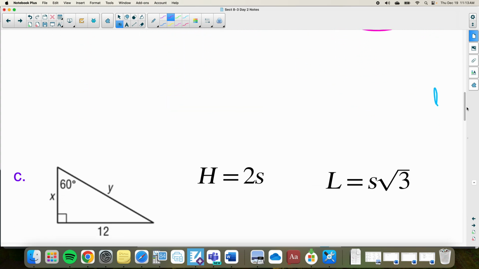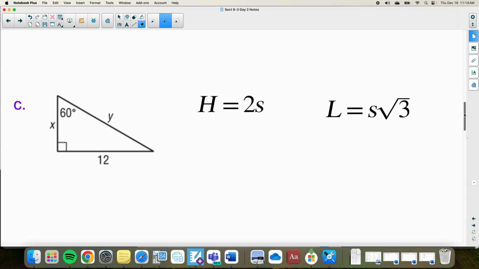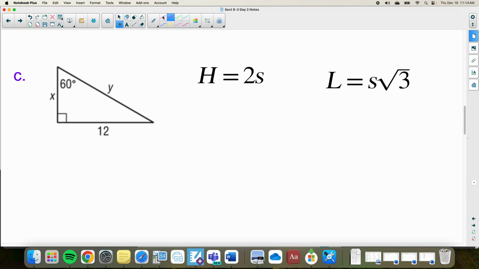Now if we go down to C, so for this one we have a 90 and a 60, so this would be our 30. Across from the right angle is going to be my H, across from the 30 is S, across from 60 is L, okay? Now the hypotenuse and the shortest side we don't know in this one. We know the L. When you know the L, you have to start with the second formula. So the L is what I know, so that's 12.